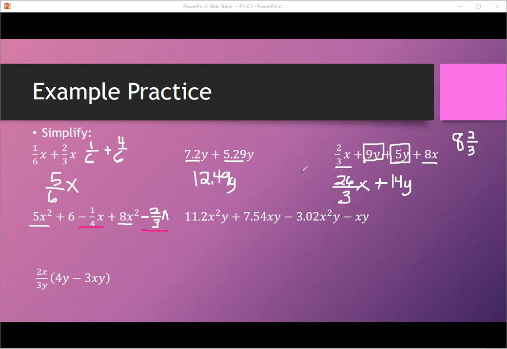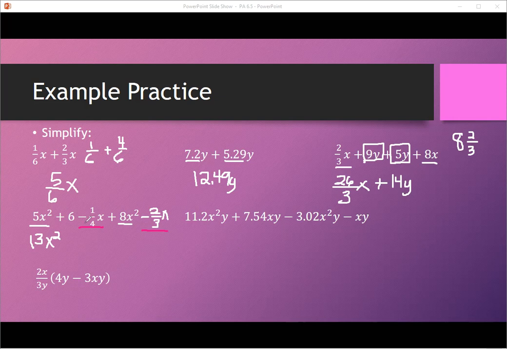So for my x squareds, 5x squared plus 8x squared is going to give me 13x squared. Be careful, that's not 13x to the 4th. Remember, we're adding together the numbers in front, and we're just keeping the variables the way that they are.